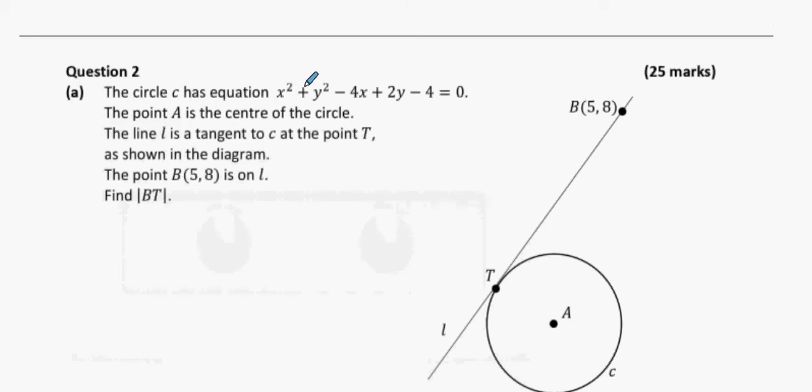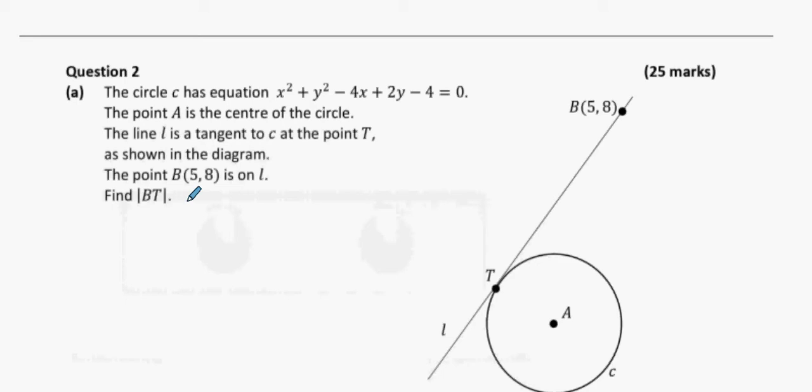Equation of the circle is x squared plus y squared minus 4x plus 2y minus 4 equals 0. Point A is the center of the circle. The line L is a tangent at the point T, as shown in the diagram. The point 5, 8 is on L. Find the length of B to T.